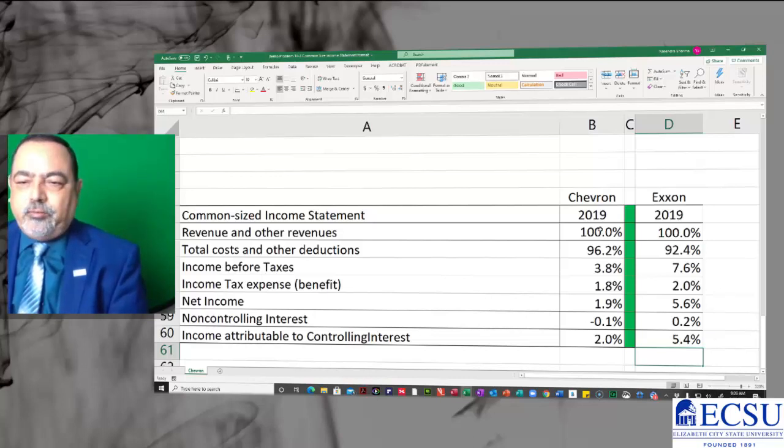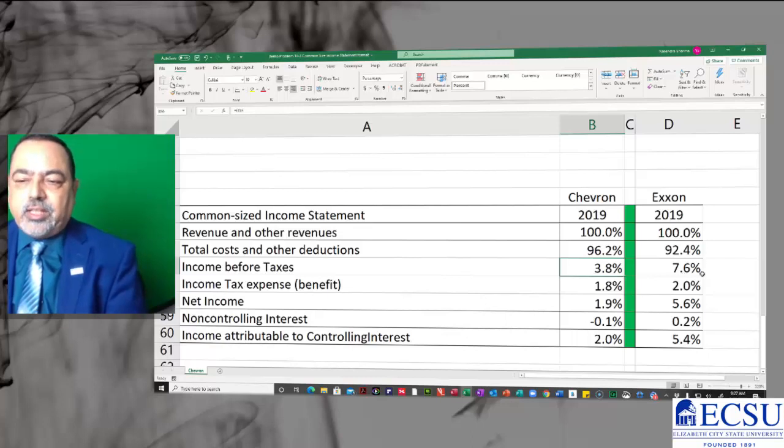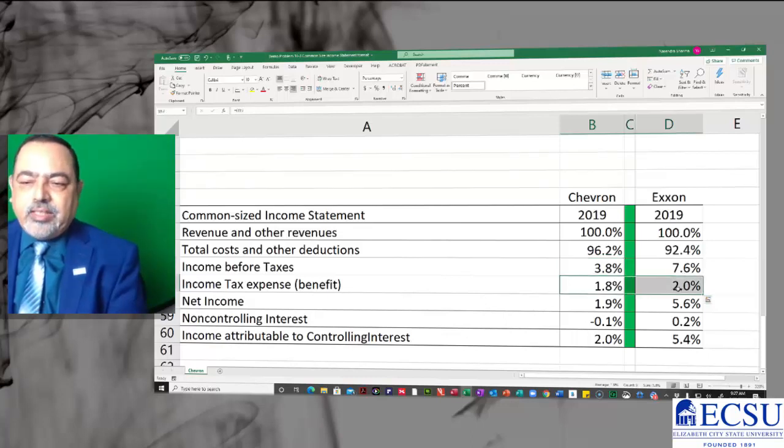So, of course, these two figures are going to be 100%, so that doesn't make any interpretation. Total cost, you can see compared between the two companies, Chevron has a higher cost and Exxon Mobil has a lower cost. So $92.4 for every $100 sold is spent on total cost and other deductions. Net income before taxes is 3.8, so that means for every $100 sold by Chevron, 3.8 is the net income before taxes.